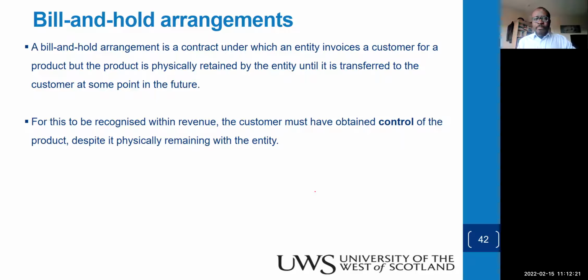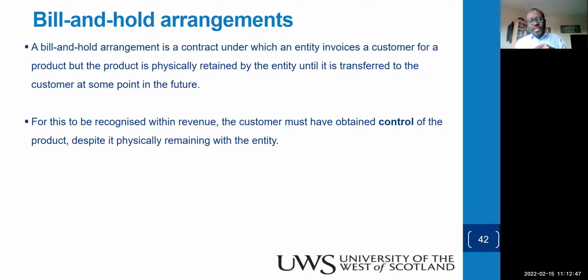Bill and hold. Sometimes you have sold the item. The person says, give me the car, but keep the spare parts because I don't have a warehouse. And I keep it, but I can come for it anytime I need. So the bill and hold talks of where there's a contract. The seller has invoiced the customer for the product, but the product is physically retained by the seller until it is transferred to the customer at some point in time.